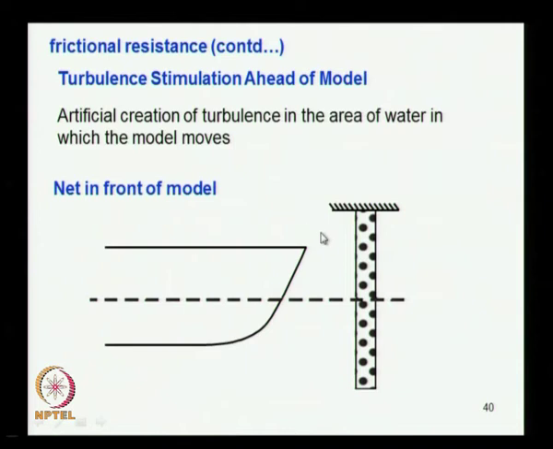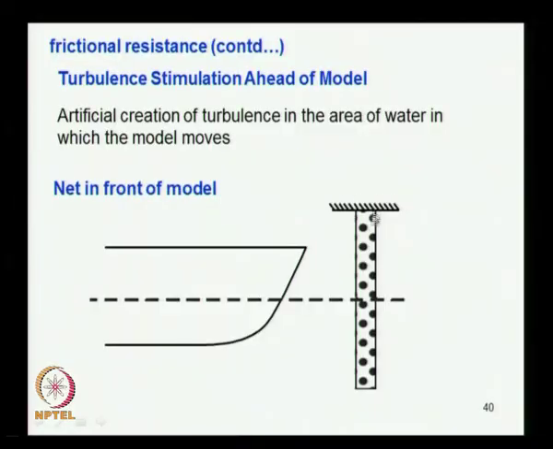You have the carriage, and on the carriage you can extend an arm and fix something like this, a small net. When the flow passes the net, it induces turbulence. So the whole flow around the model will be under turbulence. That is one of the techniques. The net forms part of the carriage. When it moves forward, the flow comes from here to here. When it passes through the net, it becomes turbulent and the turbulence is stimulated.